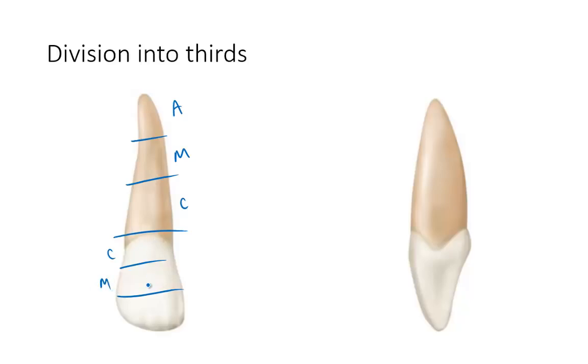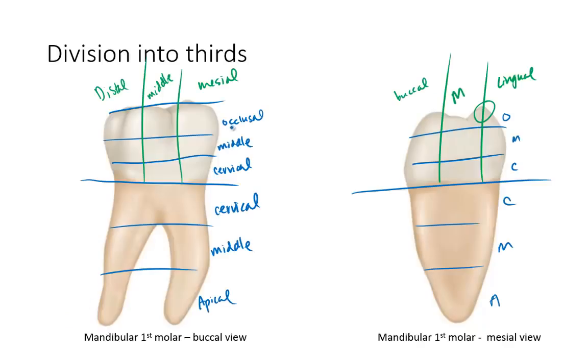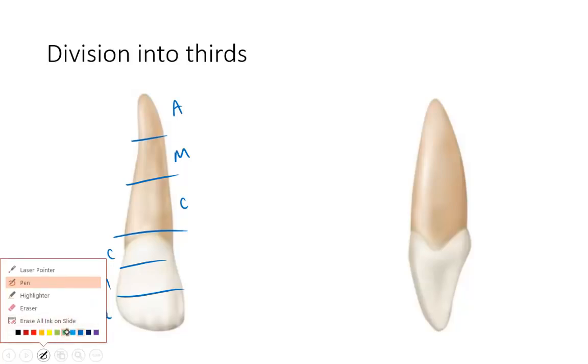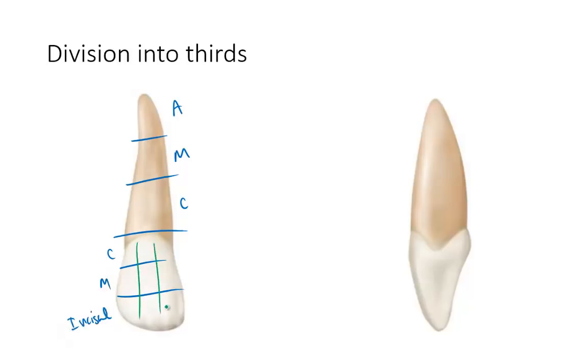There's still going to be the cervical because it's close to the CEJ. There's still the middle because it's in the middle. The only difference between this and a posterior tooth is that now this contains the incisal surface, so this is going to be the incisal third. So other than the fact that you're switching incisal with occlusal, it's pretty much the same. That means you can divide it this way too.